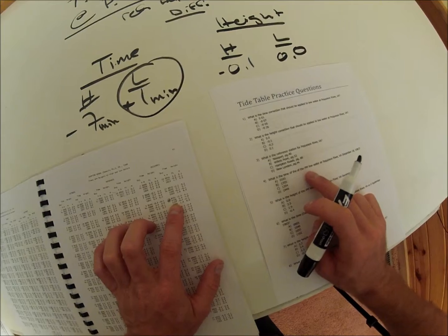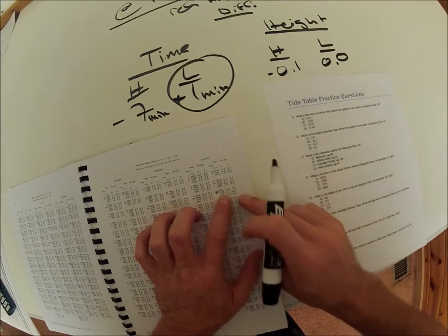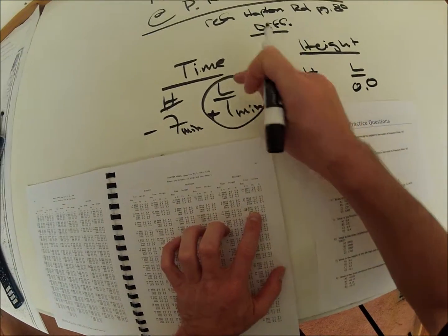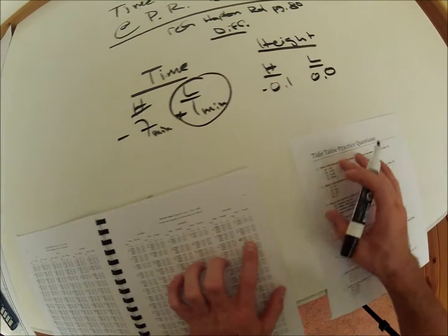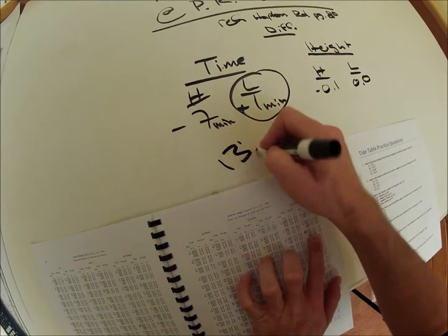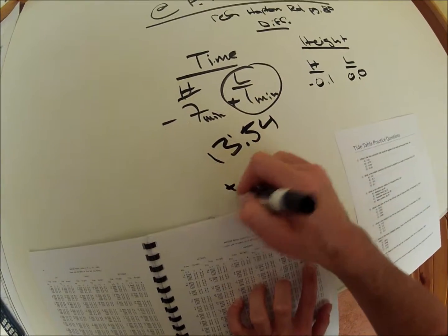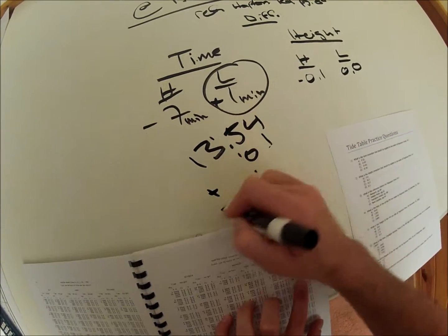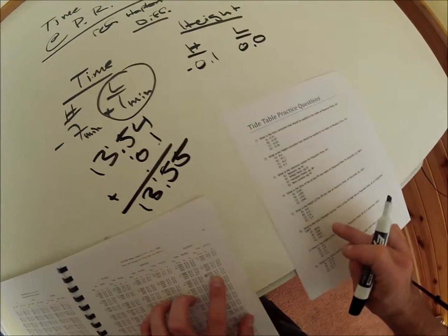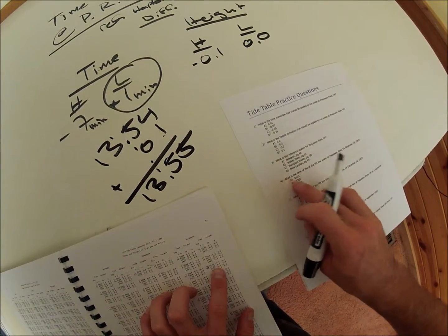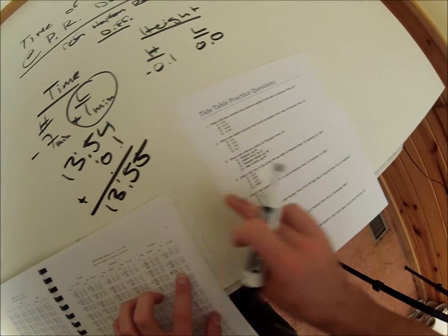So what is the time? 1354 is a low water. The time correction for low water is 1 minute. So we get 1354 plus 1 minute equals 1355. There's the answer: the answer for 4 is B, 1355.